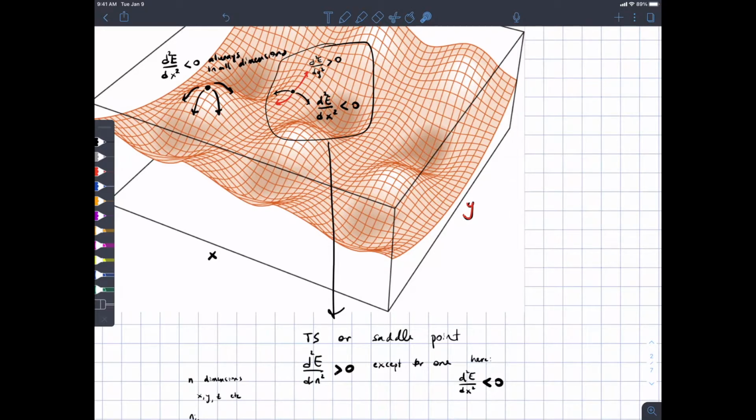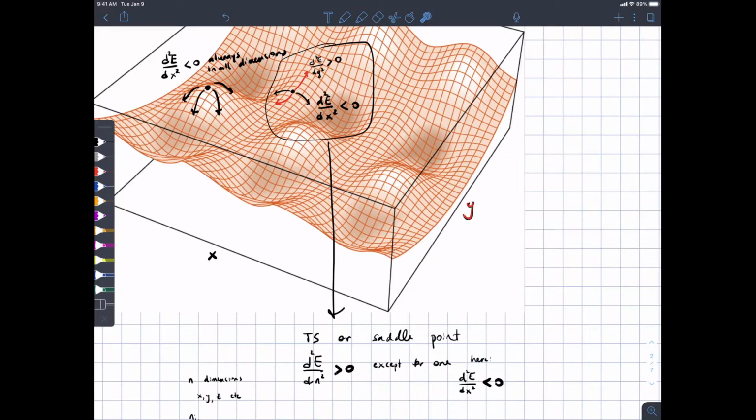So what is this? Why are we talking about this? Well, this is what you do computationally when you're trying to identify a transition state: you calculate the energy of your proposed transition state structure, and then you move it around according to all these possible dimensions, and you've got to find the structure where, when you move it in all possible dimensions, the energy goes up, except for in one.